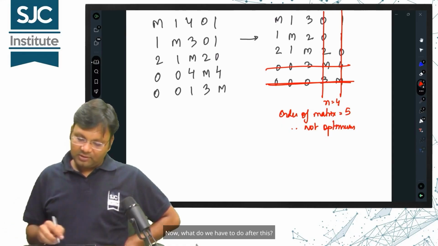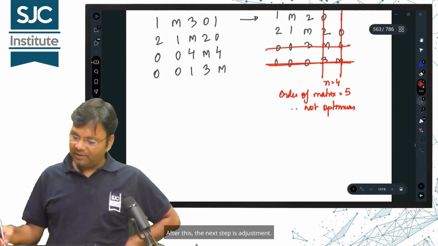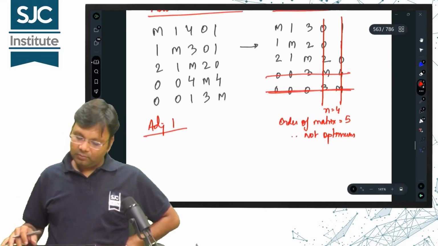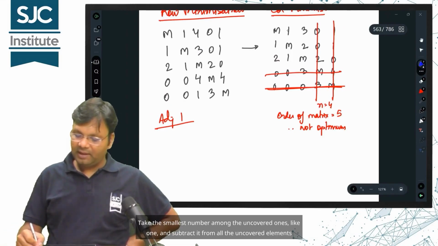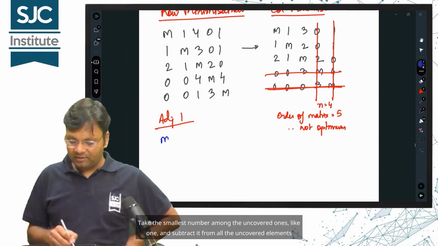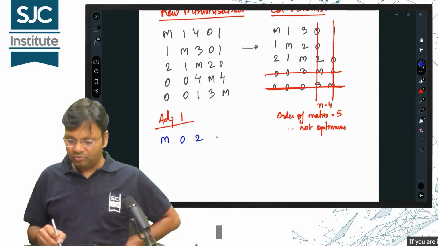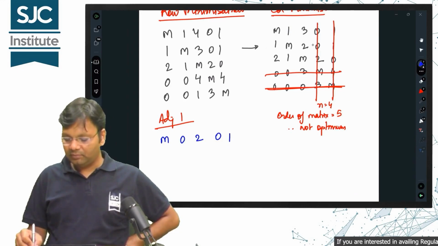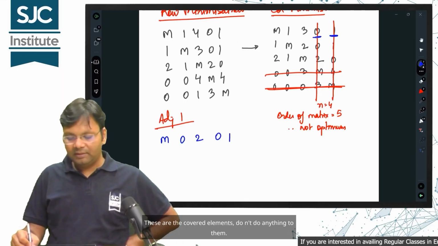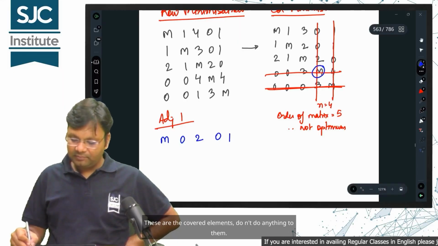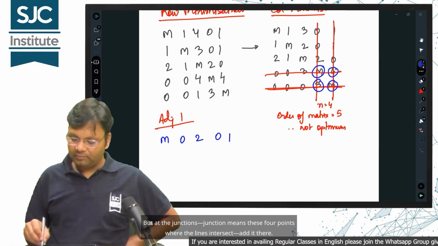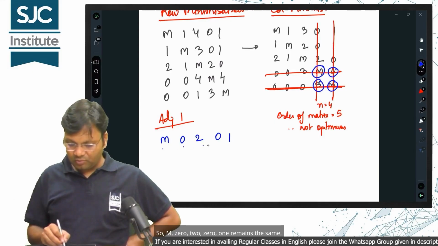Now, what do we have to do after this? The next step is adjustment. I don't know how much adjustment will be needed. What is the rule for that? Take the smallest number among the uncovered ones, like 1, and subtract it from all the uncovered elements. But don't do anything on the covered elements. But at the junctions, meaning the points where the lines intersect, add it there. So M, 0, 2, 0, 1 remains the same.